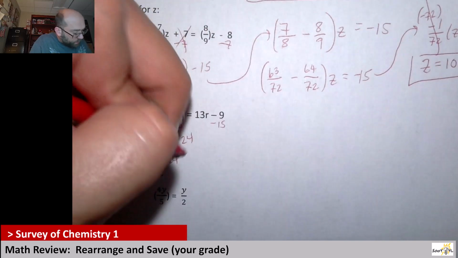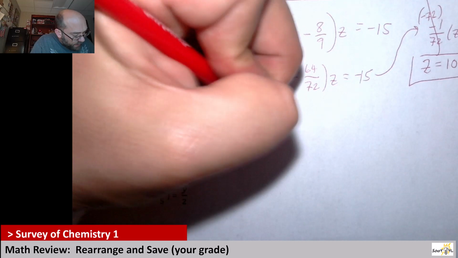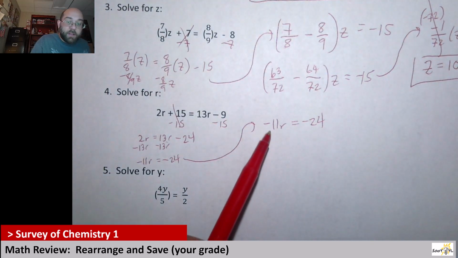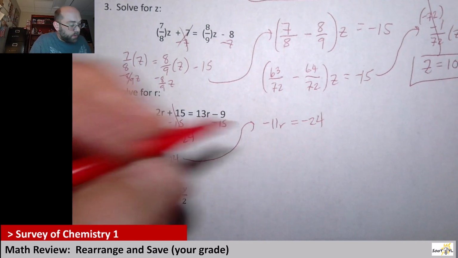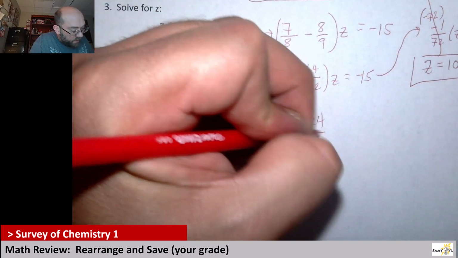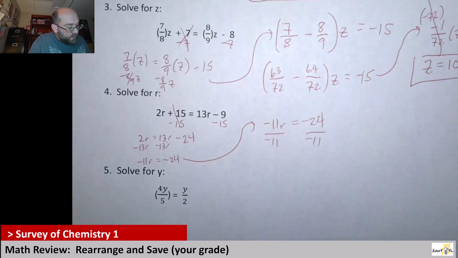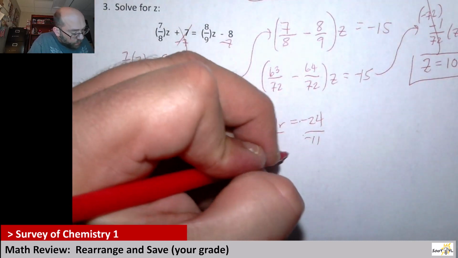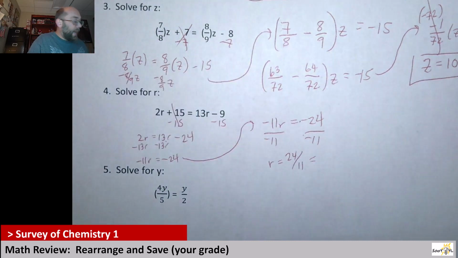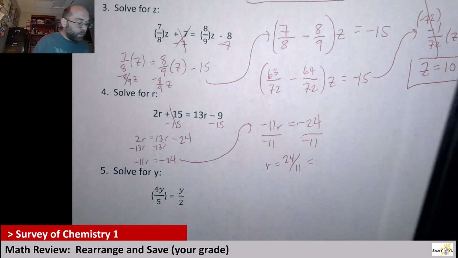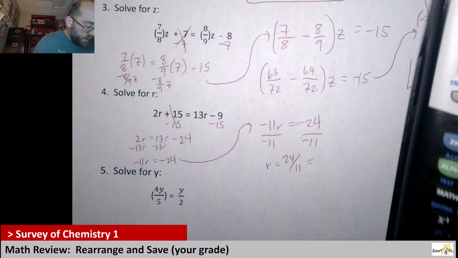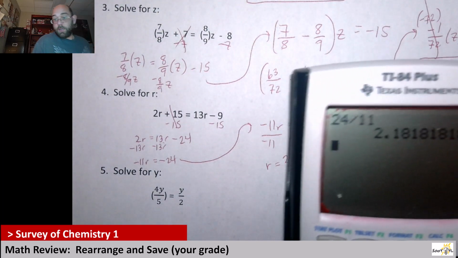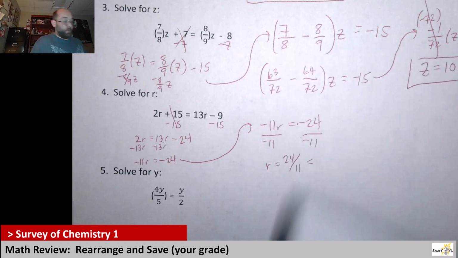All right, so let's bring that up here. So negative 11r is equal to negative 24. So I have negative 11 times r. So I need to divide by negative 11, divide by negative 11. So that would become r is equal to, it's negative over negative, so it would be 24 over 11. And I don't want to stop at a fraction, so what is 24 divided by 11? 24 divided by 11 equals 2.182.